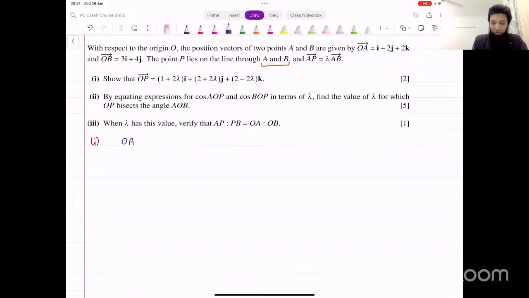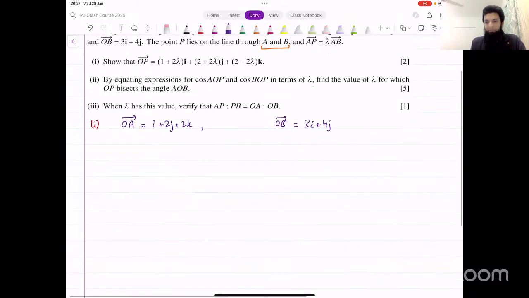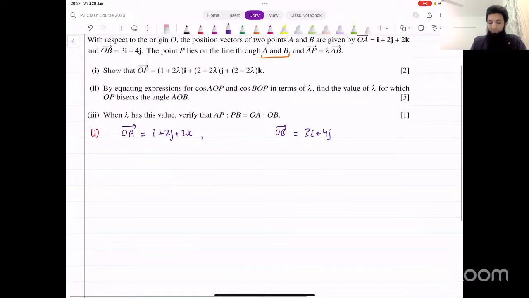We have vector OA, that is i plus 2j plus 2k. And we have vector OB, that is 3i plus 4j. Now, we can find the equation of the line. How can we do that? Let's find the direction vector first of all, AB vector. What is AB vector going to be? Yes, Ibrahim, that's going to work as well. That's also correct. You could also do that, yes.